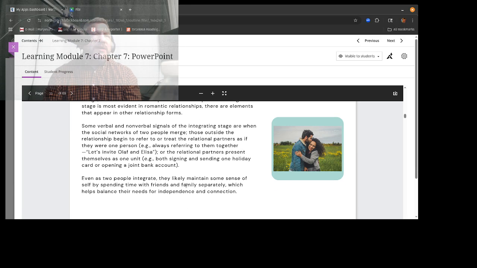As people integrate, they are likely to maintain some sense of self, though, because they're going to spend time with family and friends separately, which is a balance. It's a helpful balance where their needs of independence and connection are being met while also integrating in a relationship.